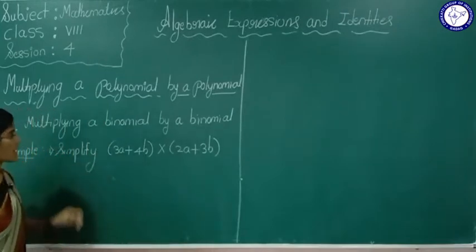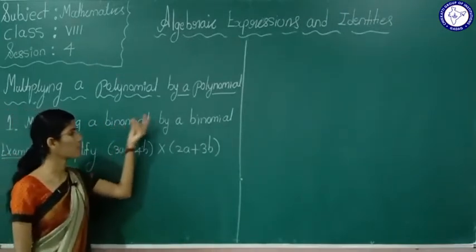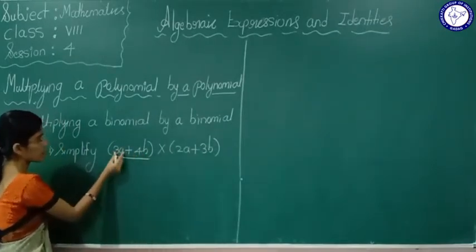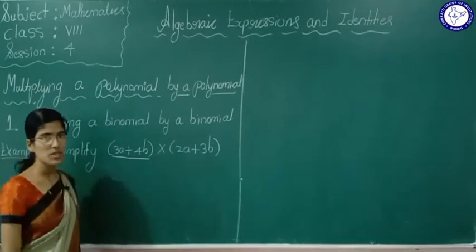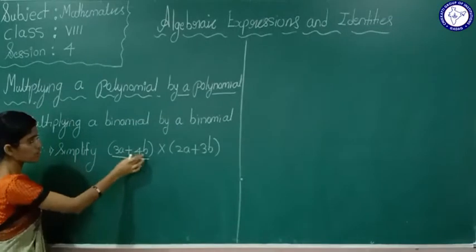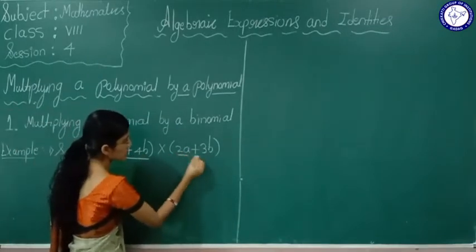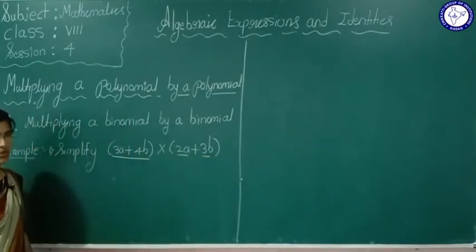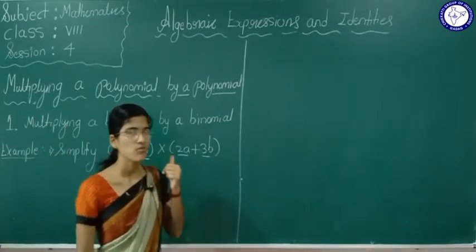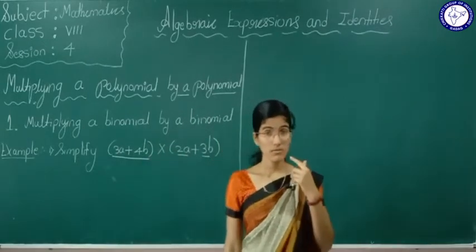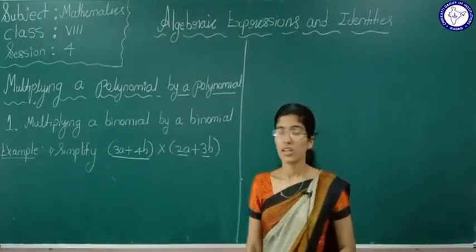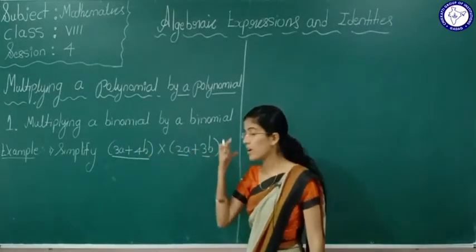Now see here, I have written a heading: multiplying a binomial by a binomial. This is a binomial because it contains two terms. An algebraic expression which contains two terms is nothing but a binomial. Here also two terms are there, and in this expression also two terms are there. So definitely it's a multiplication of a binomial by a binomial. In the last class we learned how to multiply a monomial by a binomial and a monomial by a trinomial. Now we are going to multiply a binomial by a binomial.